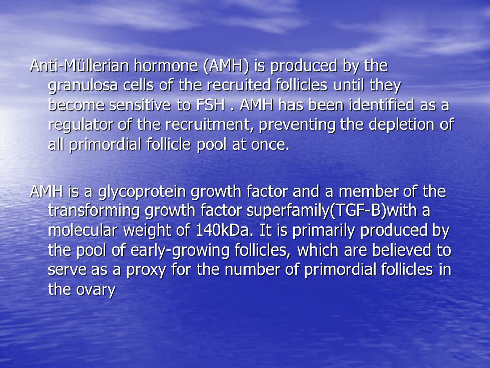Anti-Mullerian hormone, AMH, is produced by the granulosa cells of the recruited follicles until they become sensitive to FSH. AMH has been identified as a regulator of the recruitment, preventing the depletion of the whole primordial follicle pool at once. AMH is a glycoprotein growth factor and a member of the transforming growth factor beta superfamily, TGF-beta, with a molecular weight of 140 kDa. It is primarily produced by the pool of early growing follicles, which are believed to serve as a proxy for the number of primordial follicles in the ovary.